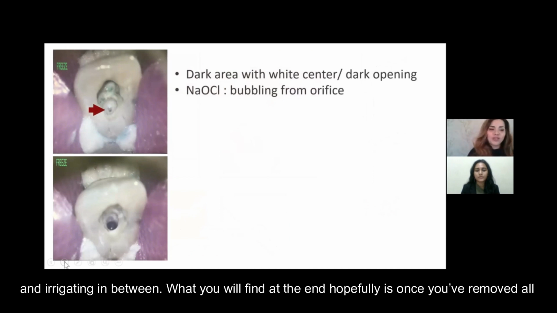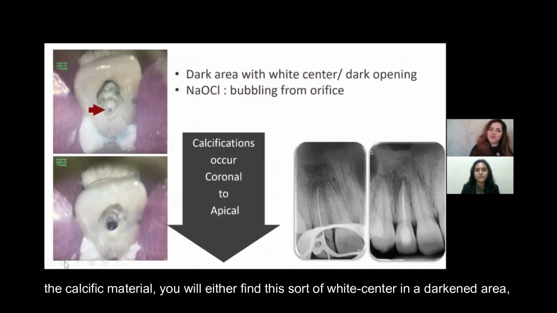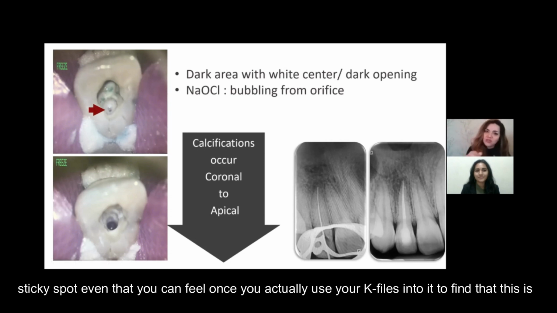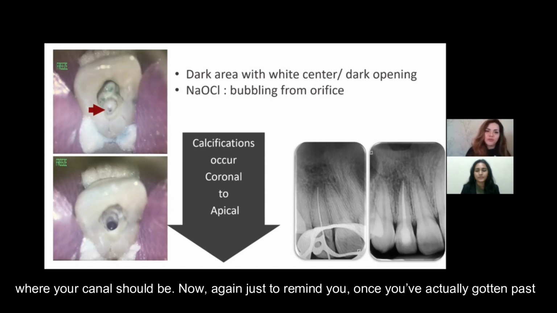What you will find at the end, hopefully, is once you've removed all the calcific material, you will either find this white center in a darkened area, or in this case, perhaps you see this whitish area surrounding a very darkened spot, maybe a sticky spot even, that you can feel once you actually use your K files into it to find that this is where your canal should be.